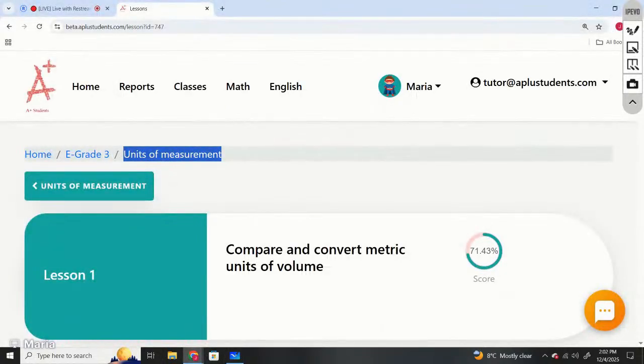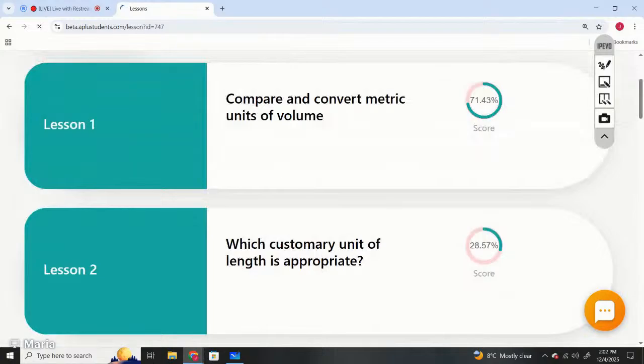So here I am on grade 3 math. The chapter we are on right now is units of measurement. Let's start with the first lesson, that is compare and convert metric units of volume. So let's start with the lesson.